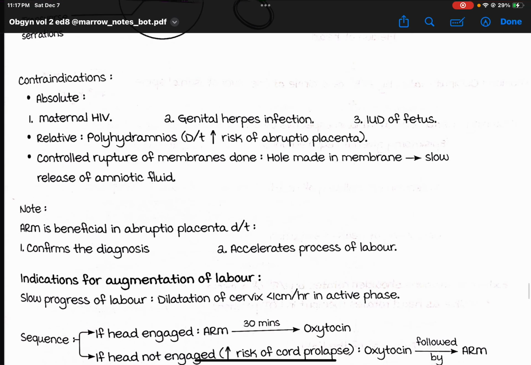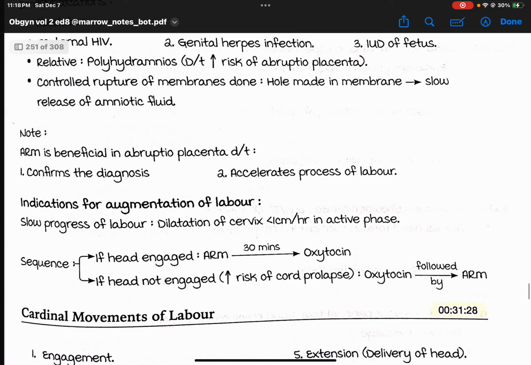Contraindications, absolute: maternal HIV, genital herpes infection, intrauterine death of fetus. Relative: polyhydramnios, due to increased risk of abruptio placenta. Controlled rupture of membrane: a small hole is made in the membrane, with slow release of amniotic fluid.